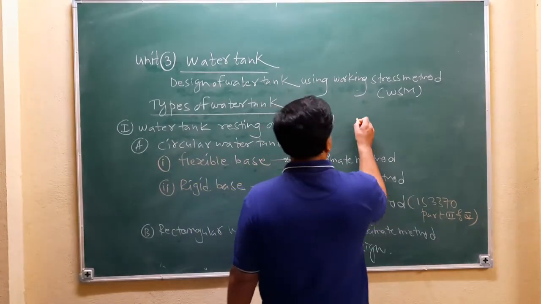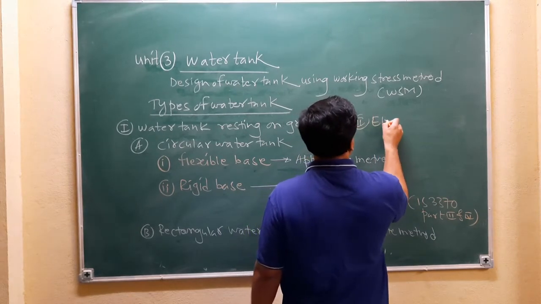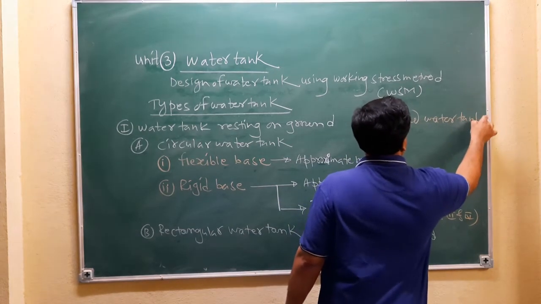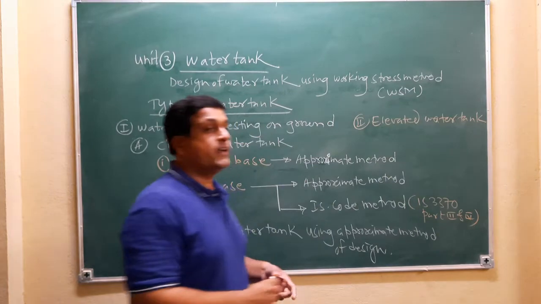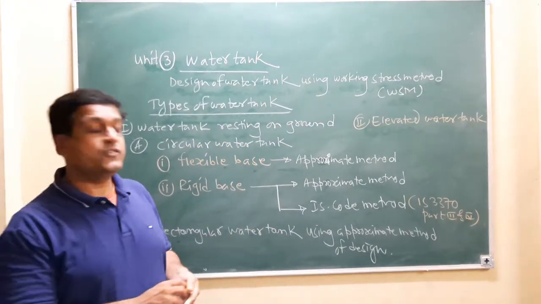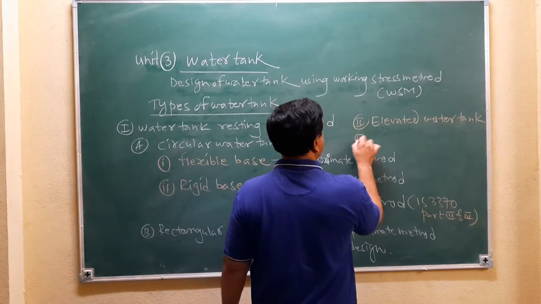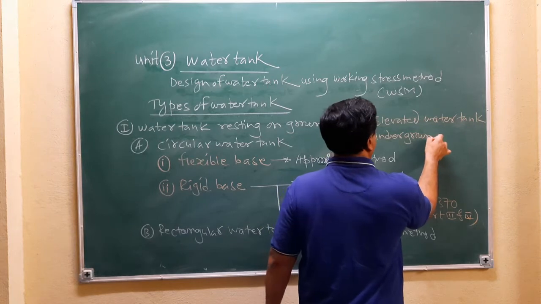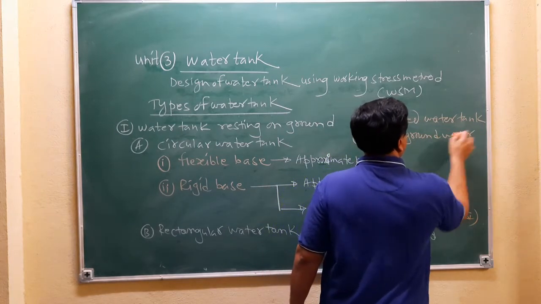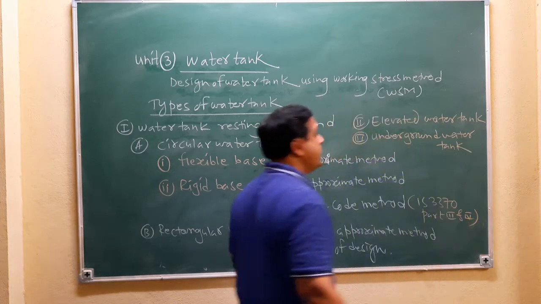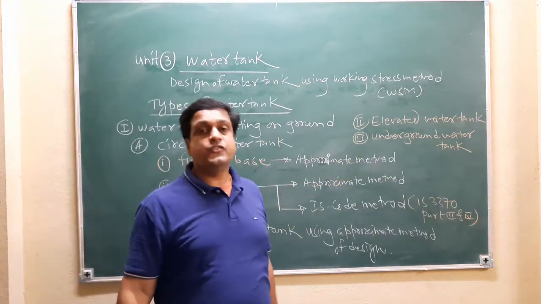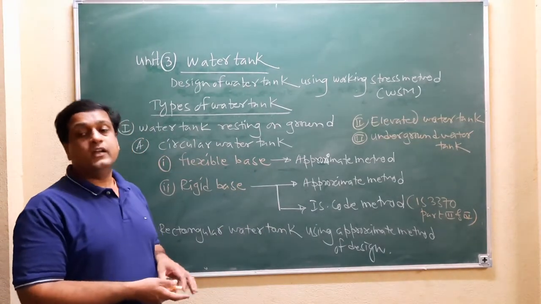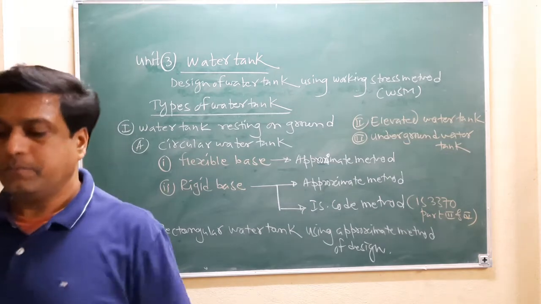Second part is elevated water tank. This part we are not going to study in this unit, as well as the third type, which is underground water tank. Again, we are not going to study this water tank in this unit. So only we are studying the water tank resting on ground in this unit. Okay.